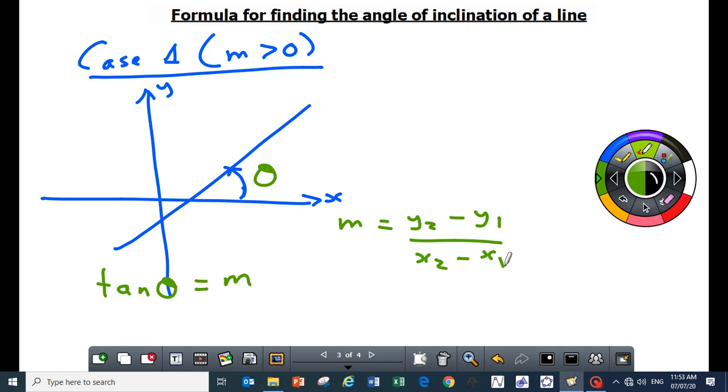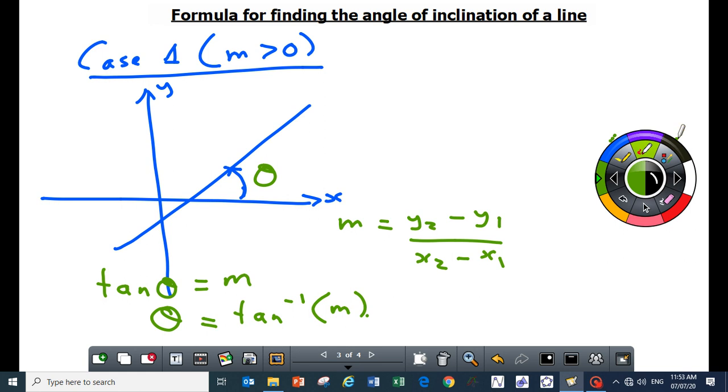So if you want to find the angle of inclination when the line has a positive gradient, use this formula here. And then if you want to solve, you end up saying theta is equal to shift tan of m, like that. That's where you apply your knowledge of trig equations from last year. Okay, but the most important formula is this one.